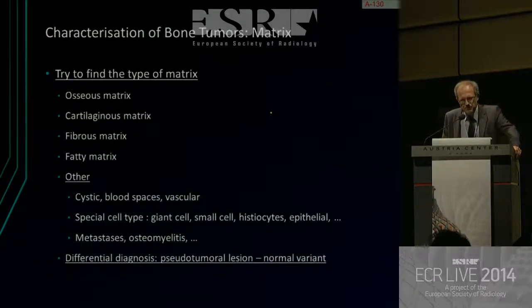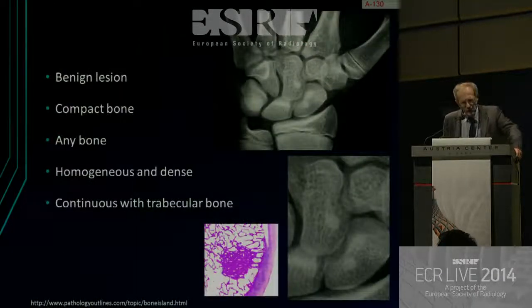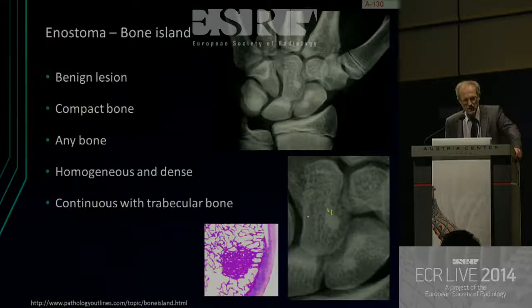Okay, the next point we have to look at is the matrix of the lesion, and we will start with the osseous matrix. How does it look like? So now we become a little bit interactive, and you have to guess the name of the lesion. This lesion is a benign lesion. It consists of compact bone, can occur in any bone. You see it every day. It's homogeneous and dense, and is typically continuous with the trabecular bone. You will see the continuity. So the name of the lesion is enostoma, bone islet.